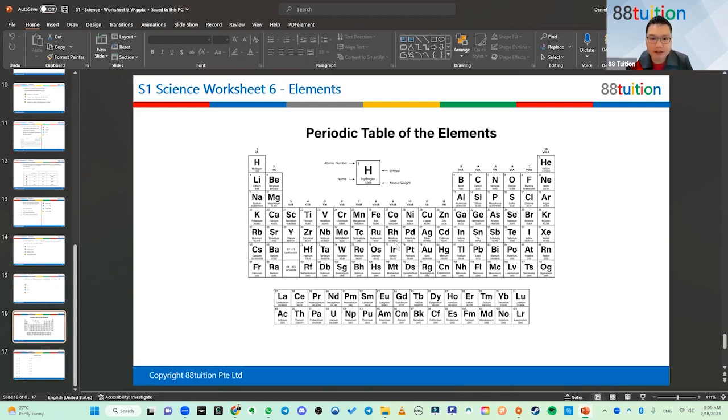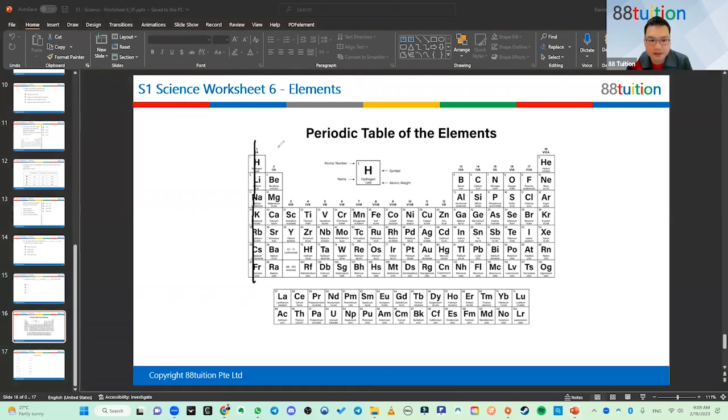So this is the periodic table of elements. It's where all the elements are put together. You have columns, which we call groups: group 1, group 2, group 3, group 4. And we also have periods. So these are periods: period 1, period 2, period 3, period 4, and so on and so forth.